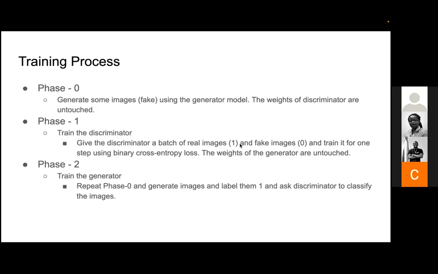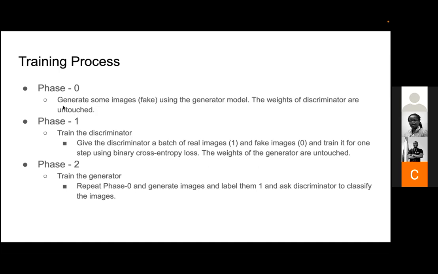We don't know whether the fake images are looking real or fake, but we label them as fake because we know that they are fake. We label them as zero and train for one step using a binary cross entropy loss. And the weights of the generator are untouched in this phase of training.